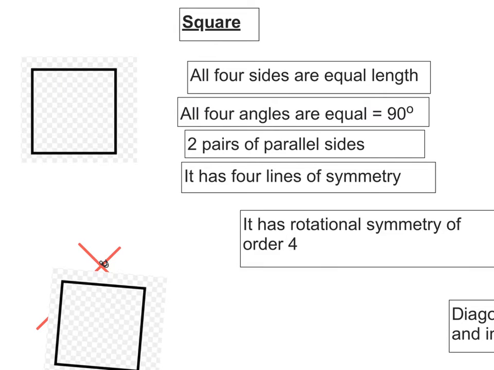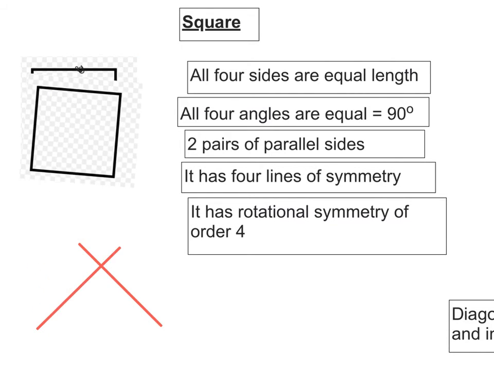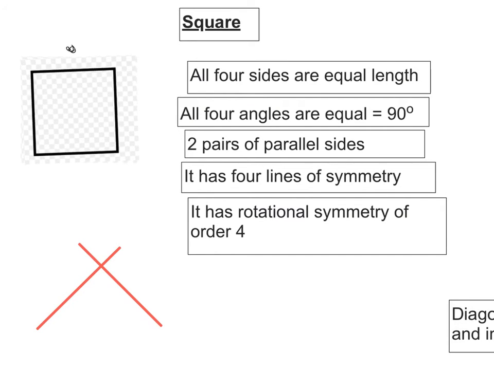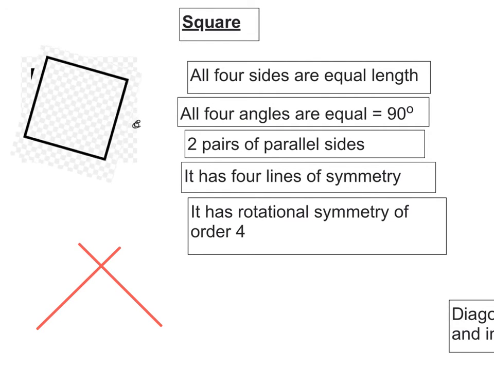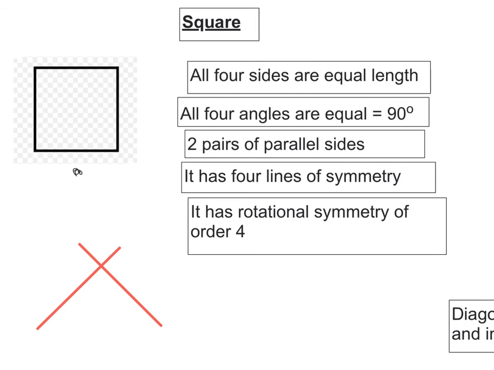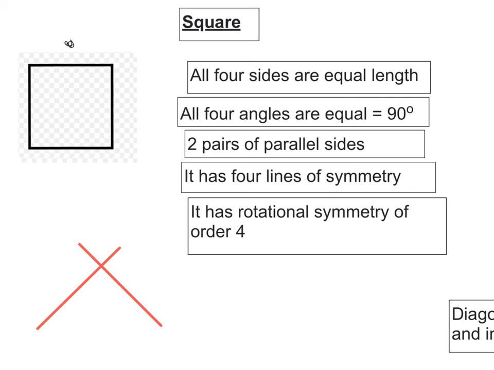Next property, it has rotational symmetry of order 4. Let's see how that works. So let's start this extra square on the top. Let's see how many times it fits over itself until the dot comes back to the top. So we're going to get 1, 2, 3, 4. So there's the four, rotational symmetry of order 4.